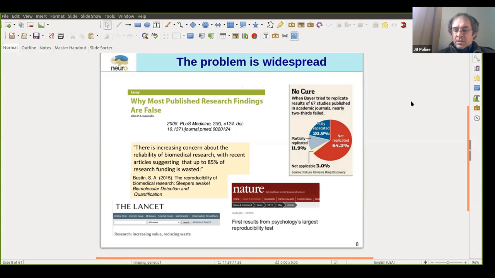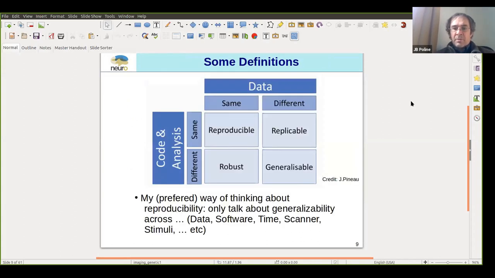So this is a problem that started to bother many people. Let's go first with a quick definition, because in the literature you find the words reproducibility, replicability, generalizability, and so on. Reproducible is a classic definition: you take the same code, the same analysis, and the same data, and you reproduce your results. Be careful, though, that it's not always used that way. I take the word reproducibility in a more general sense, so when I say reproducibility, it also encompasses the other things.